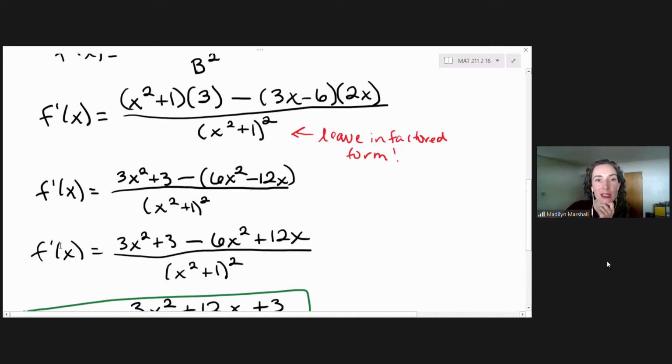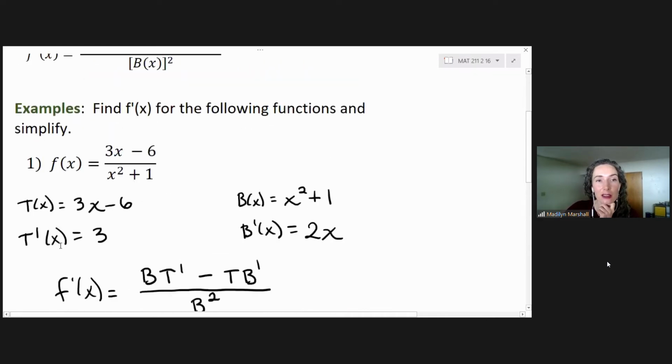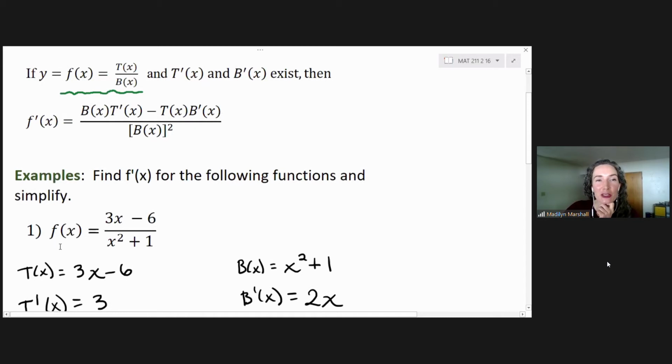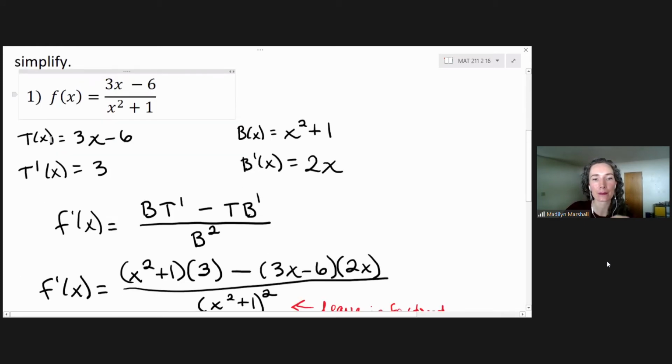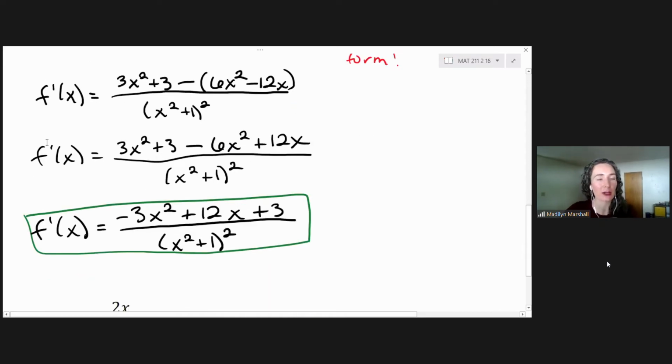Quotient rule problems can be kind of long, like we're seeing here. But don't be intimidated by them being long. We have the formula that will always be what we use for a quotient. We have to find t and b and t prime and b prime. Once we know those, we can put them into the formula and simplify. Any questions about that one before we do one more quotient rule?